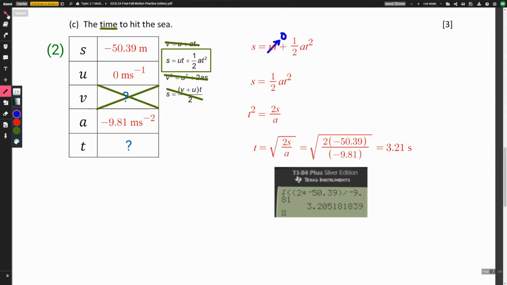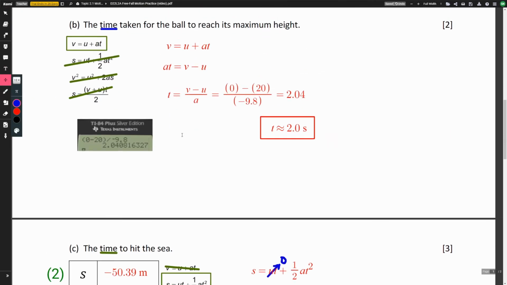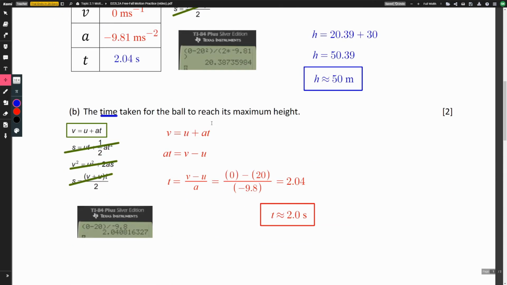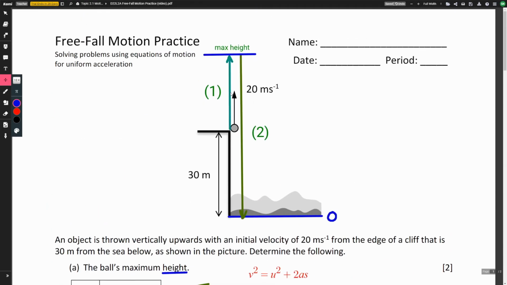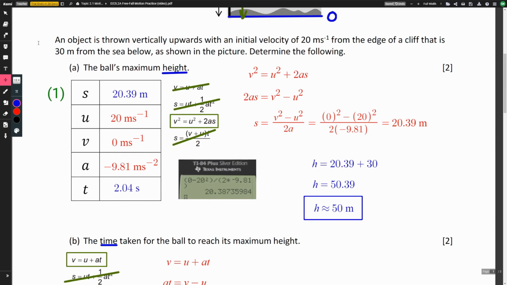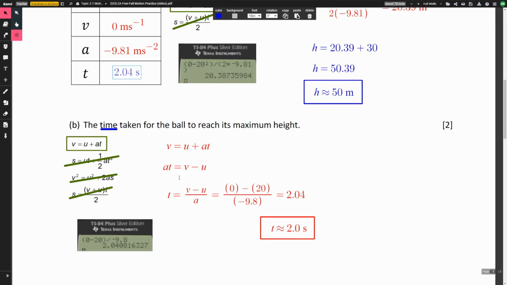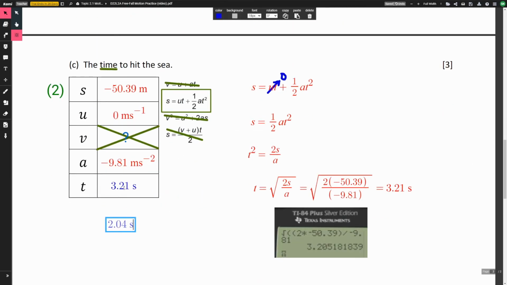What we just found was the time that it took for this thing to fall from the maximum height. We did not find the time it took to hit the sea, because this time, 3.21 seconds, didn't include the first part of the motion. So to find the total time from launch, when you launch it up and then it comes back down, we need to add together both of these times, which means we need to take this 2.04 and this 3.2 and add these two times together.